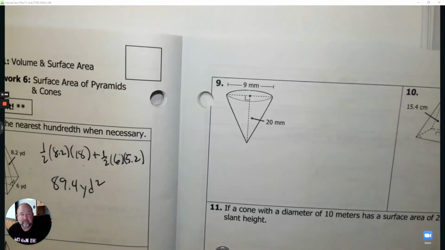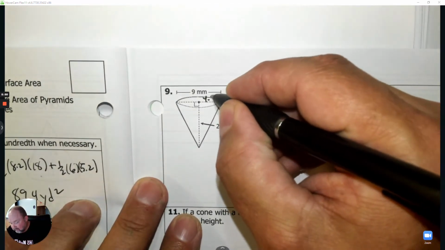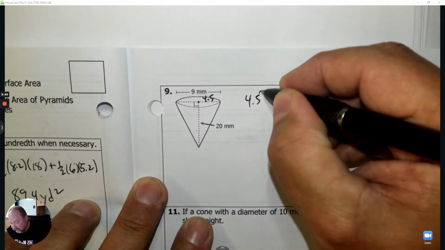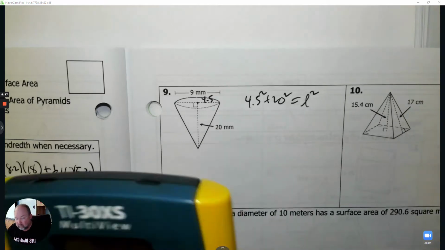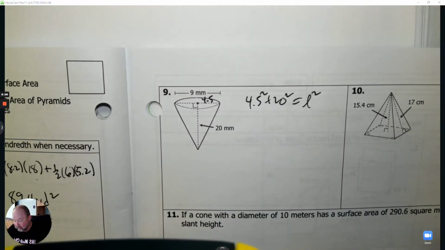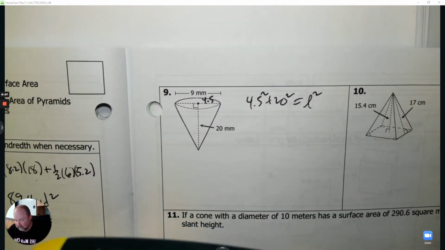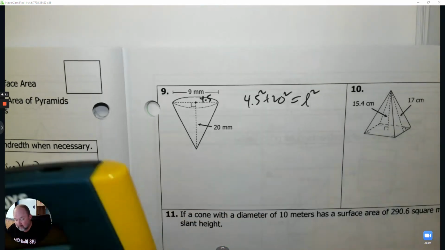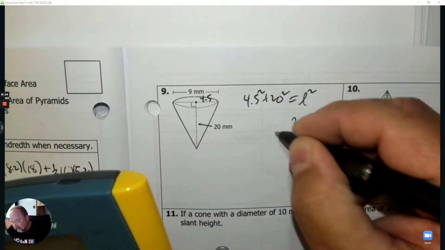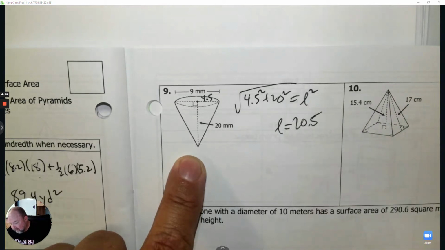Number 9, we need to know that slant height. So that's 4.5 across. So I'm going to go 4.5 squared plus 20 squared equals that slanted height. So I'm going to square it, add it, and then square root at the end to get my answer. So let me do that right now. 4.5 squared plus 20 squared. So that answer is 20.5. When you add and square and then square root this at the end, that's the answer you get.